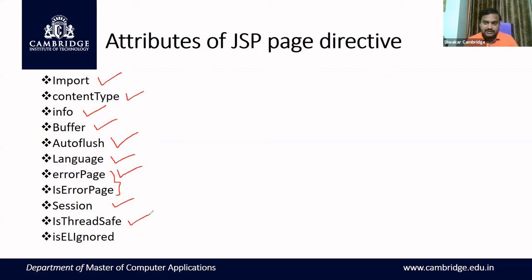In the servlet, you have studied the single thread model interface, right? What is that single thread model interface? Handling one request at a time. So if you want to handle multiple requests, you set this attribute as true. Sorry, by default it is true, that is, multiple requests. If you want to handle a single request at a time, you set it as false.